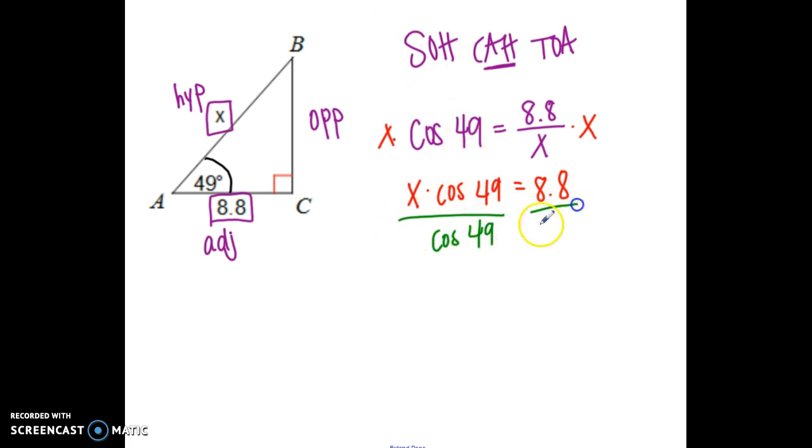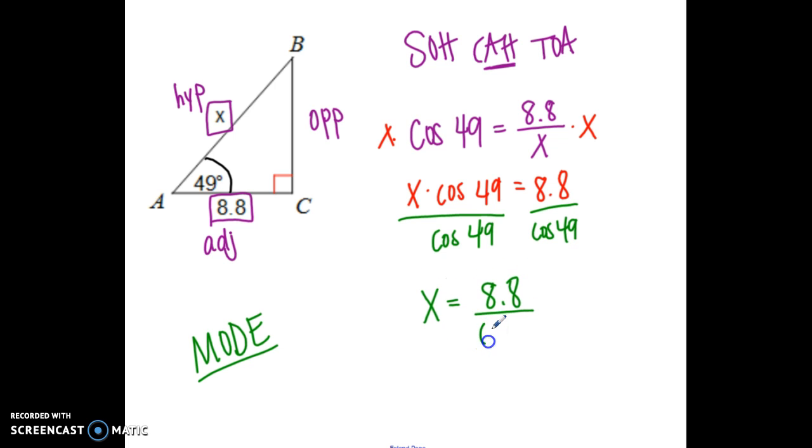And at this point, we don't know the cosine of 49 off the top of our heads, most likely. So you're going to need your calculator. And the biggest thing in your calculator is that you check the mode of your calculator. Anytime you hit one of those trig function buttons, sine, cosine, or tangent, the mode matters. And right now, we are using degrees. So our mode should be in degrees. So in your calculator, you would just be typing in 8.8 divided by the cosine of 49.